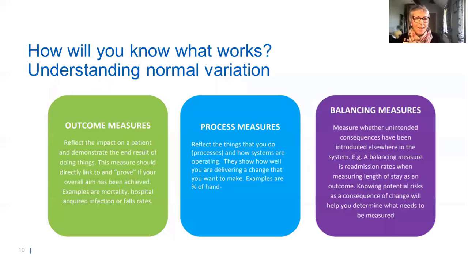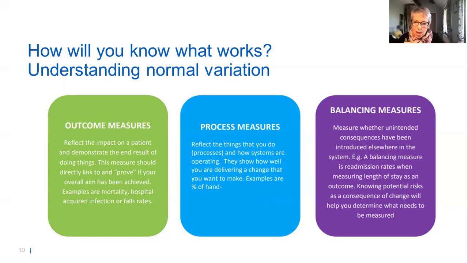And then the really important part, what is it that works? How will you understand that? So we think about this in terms of outcome measures, process measures, and balancing measures. So I'm just going to touch on these really, really briefly. The outcome measures are the impacts on your patients, perhaps on your staff overall. They're the things that you're really trying to achieve.